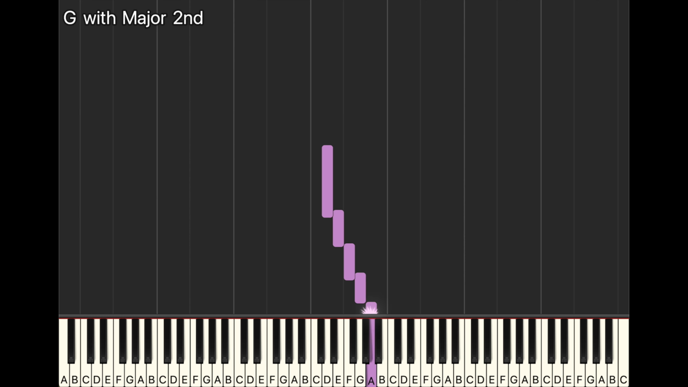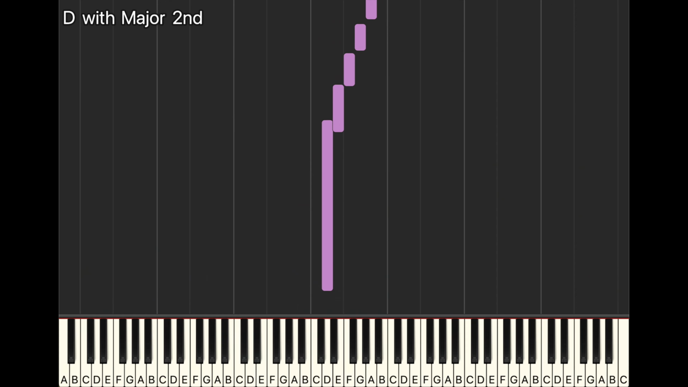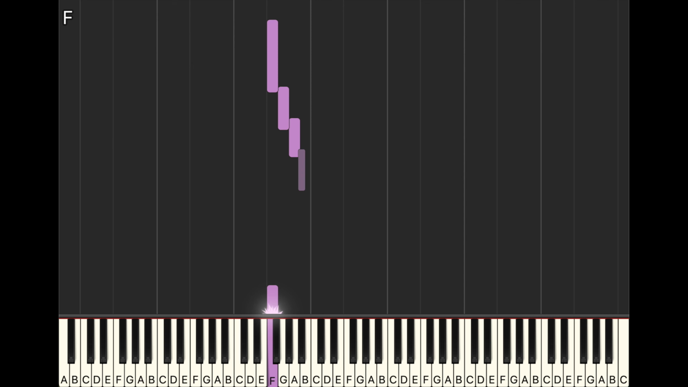Moving on to Dorian. Remember when we found the relative minor of C by starting on the 6th note of the scale? Well, Dorian is the second mode of major, so we use the same approach, but we start on the second note of the scale. So D Dorian shares a key signature with C major. F Dorian shares a key signature with E flat major, because F is the second note of E flat.